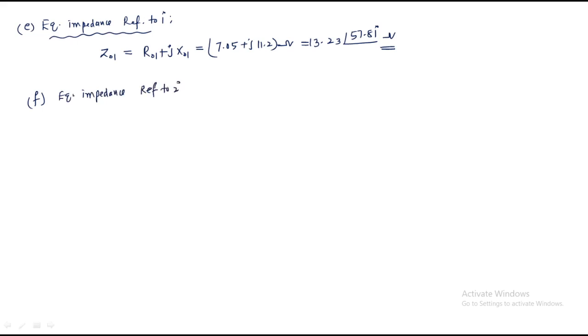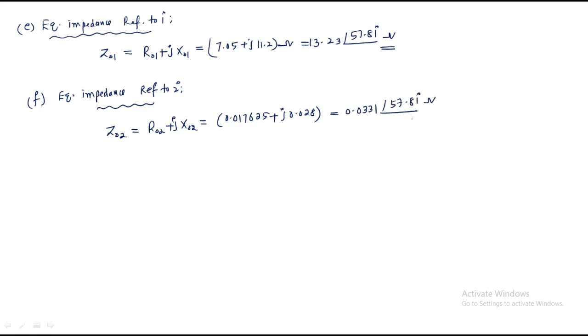Like that, F, equivalent impedance referred to secondary, let us say Z02, that is R02 plus JX02. Simple formulas, right? So we will get 0.017625 plus J 0.028, which is equal to 0.0331 at an angle 57.81 ohms. So F. Finally we have to calculate the copper loss component.